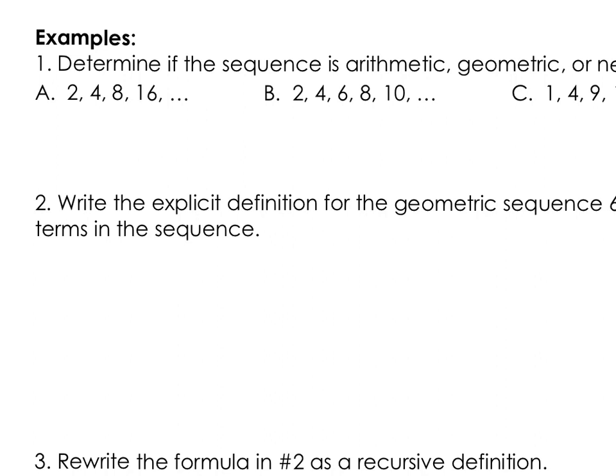Question 1. Determine if the sequence is arithmetic, geometric, or neither. Explain how you'd know. Example A, 2, 4, 8, 16. What are we doing from the first term to the second term to the third term? Well, I noticed that in the first term I could add 2, but then in the second term I'm adding 4. That means I'm not adding the same thing each time, making it not arithmetic.